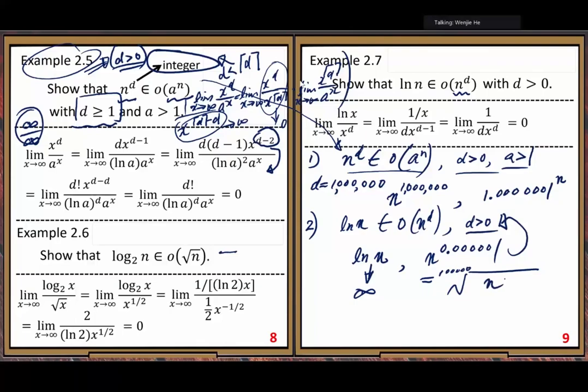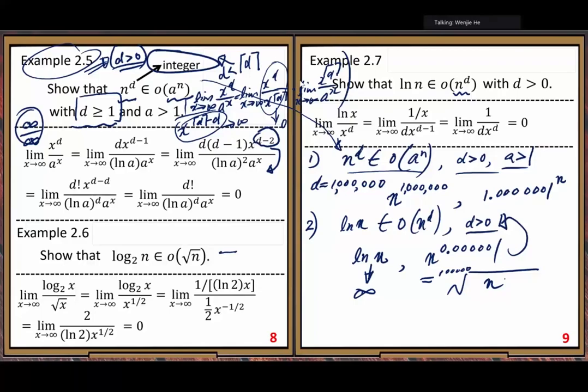That number, 1 millionth root of n. We know the larger the root number, the smaller the whole function becomes, right? 1 millionth root. How small it is.